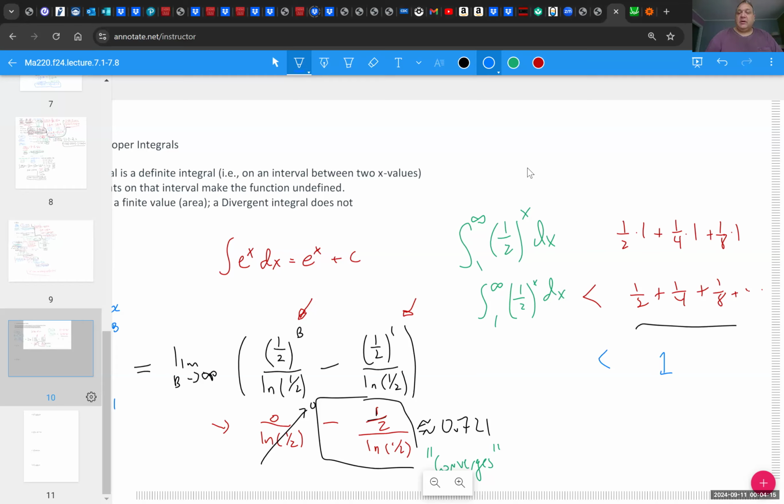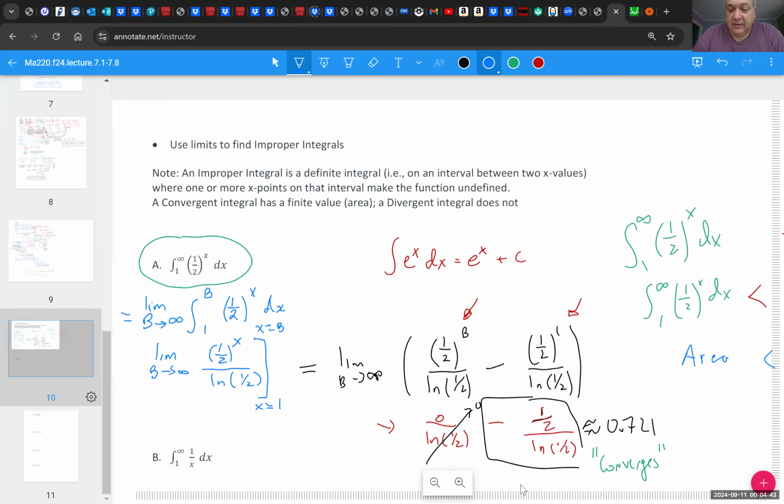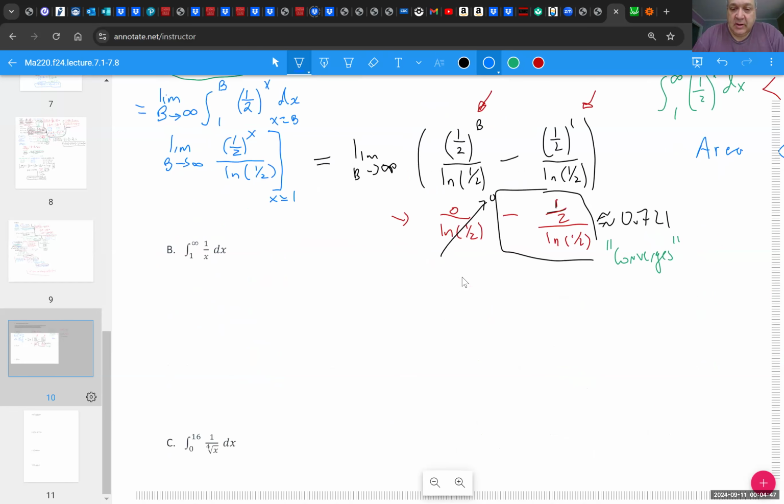So anyway, I just want to demonstrate visually that this area is finite. In fact, it's less than 1. In fact, we know it's approximately 0.721. All right, I'm not going to go into this sort of deep intuition dive for the rest of the problems, but I did want to show you that on one of them, so you have an idea of what's actually happening here. We're trying to find an area. We're trying to find if it's finite. This first one is finite, so we say it converges. It converges to this number here. All right, let's do a couple more examples.